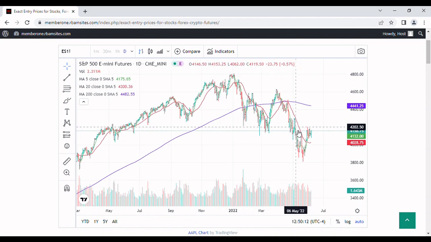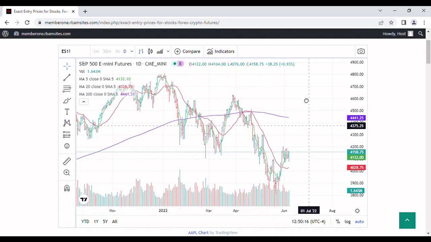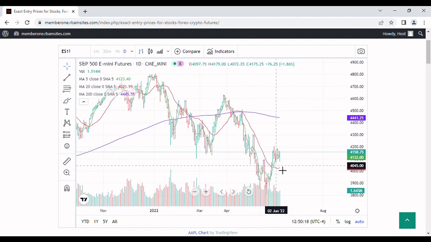We have a 200-day, a 20-day, and a 5-day moving average on this. You can see that the 20-day down here is going flat, and the 5 days above the 20. So we're getting a short-term little rally here, but in general, this is still in a bear market, and we're significantly below the 200-day moving average.